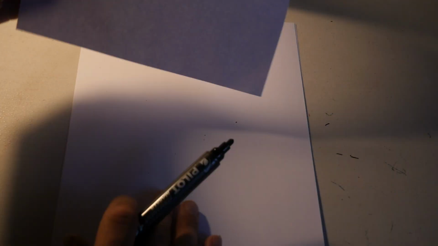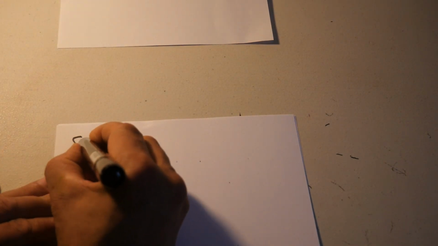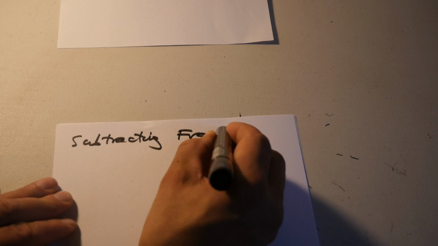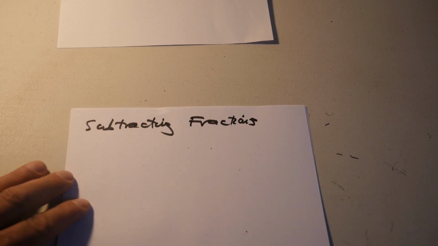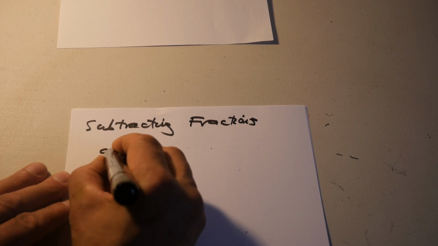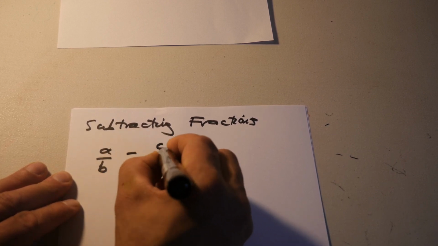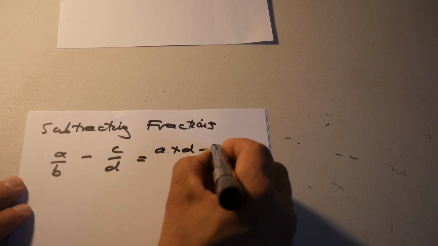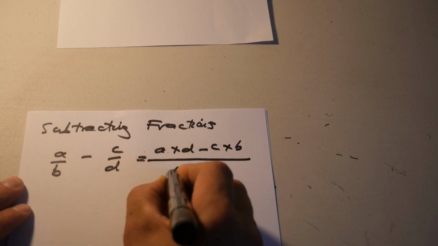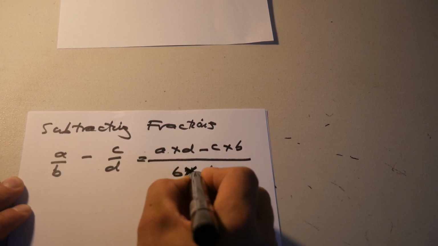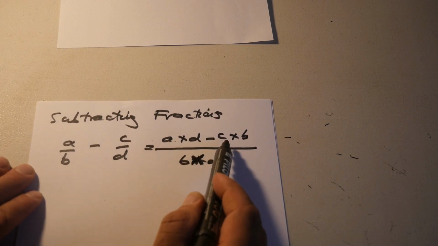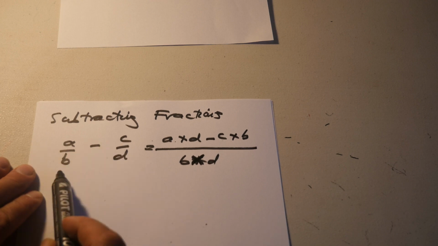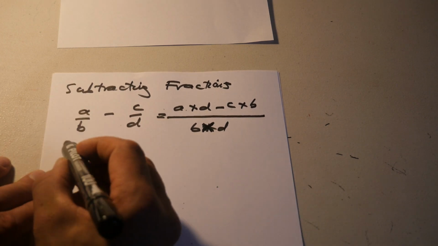Subtracting fractions. So you have the general formula: a divided by b minus c divided by d, which equals a times d minus c times b over b times d. Okay, so a times d minus c times b divided by b times d.